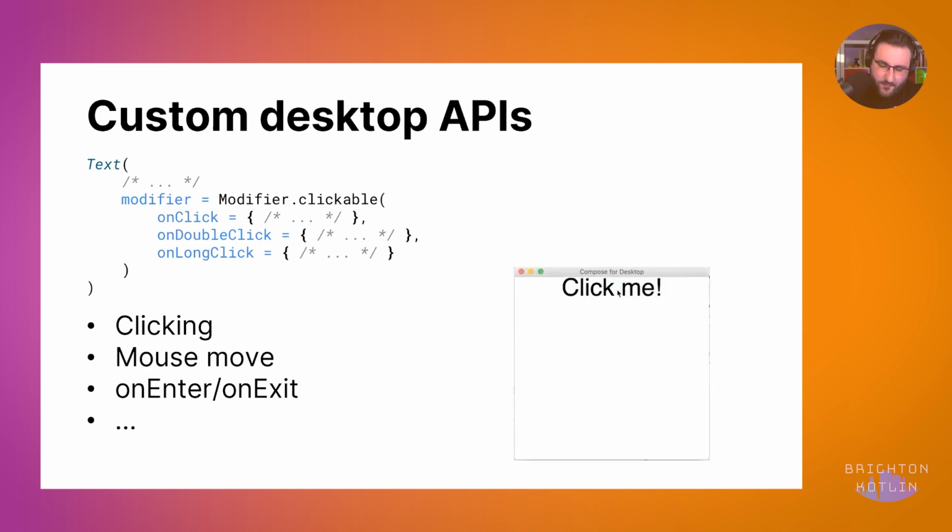So, of course, you don't just want to write the same stuff as you have on your mobile phone. So where it makes sense, Compose for desktop actually enhances the APIs for things that are specifically desktop related. So, for example, we have mouse events. If you want to make a text clickable, you can just do that by adding a clickable modifier. There are also other mouse events like on enter, on move. All of these things can be controlled, and you can interface with them directly.